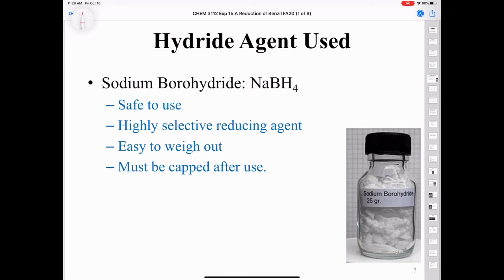It's a very selective reducing agent in that it's only going to reduce the carbonyl. It's easy to weigh out on the balance, as I said, and you have to cap it after use because it is hygroscopic, meaning that it absorbs water or moisture from the air, and that will destroy it. So you want to make sure it's capped at all times.